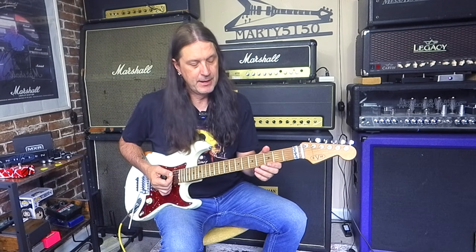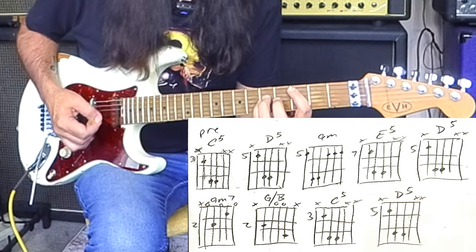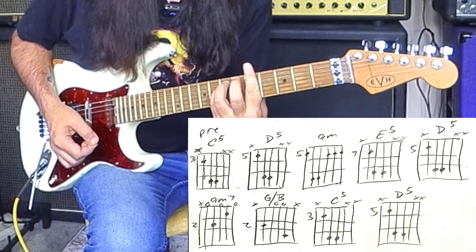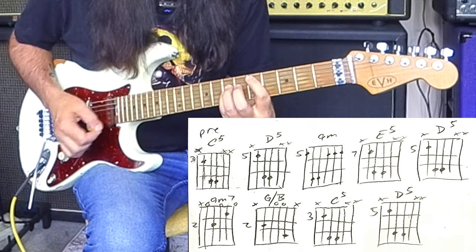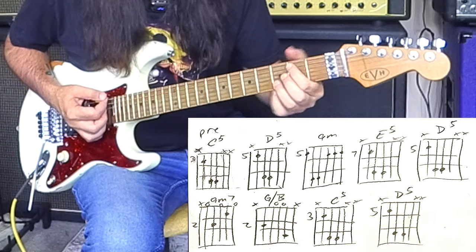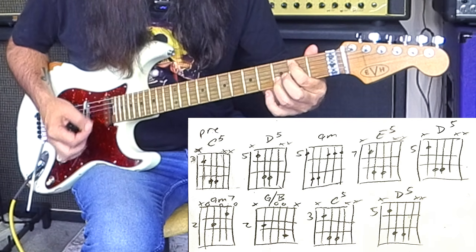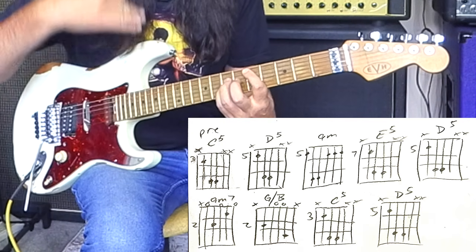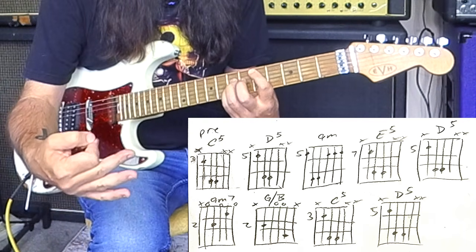All right, so back to that pre-chorus. So C, D, A minor, E, D, A minor, a G with a B on the bass, C to a D, which is your 5 chord, and it's going to lead you to the big chorus.